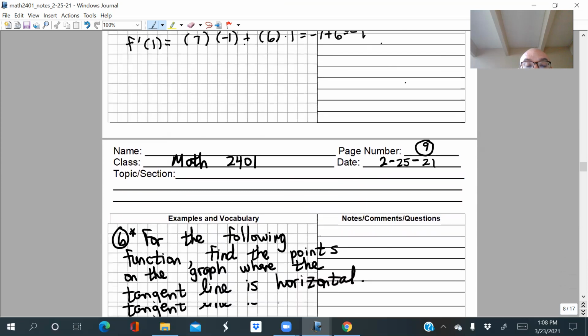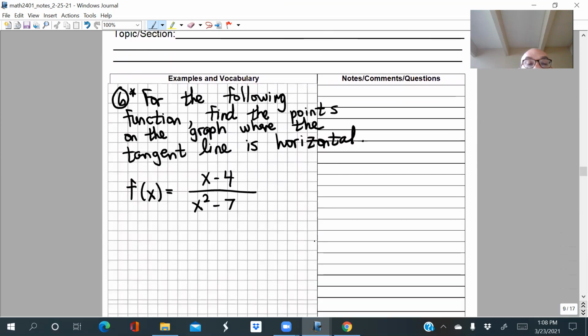Let's look at another problem like this one. And let's see if we can do this one. We have maybe just enough time to at least get started. Okay, so this says, for this function, find the points on the graph where the tangent line is horizontal.